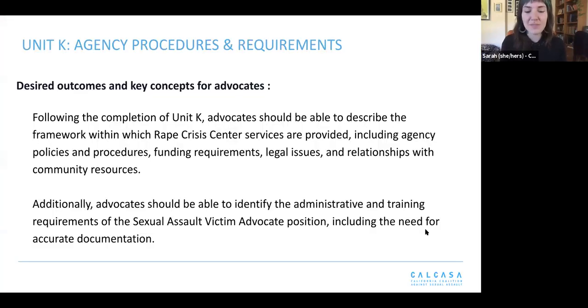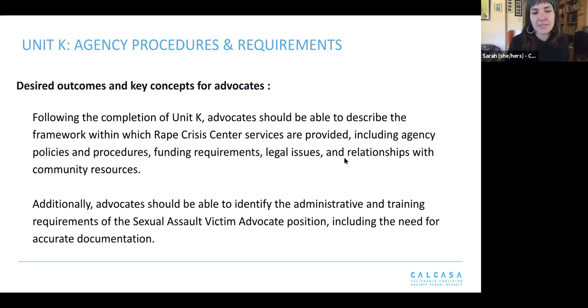The overall idea of this unit, what we want volunteers walking away with, is that advocates should be able to describe the framework within which RCC services are provided. That includes things like your agency policies and procedures related to advocacy, funding requirements, legal issues, and your relationship to community resources. Additionally, advocates should be able to identify the administrative and training requirements, everybody's favorite topic, of the sexual assault victim advocate position, including the need for accurate documentation.